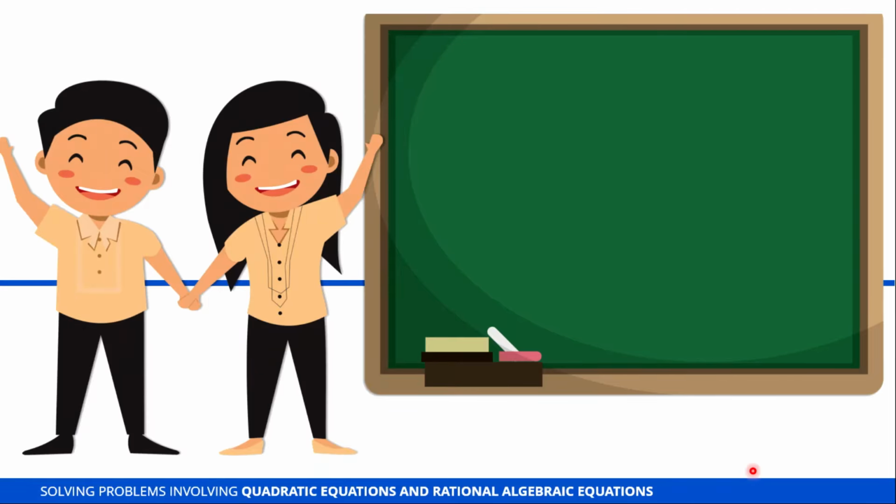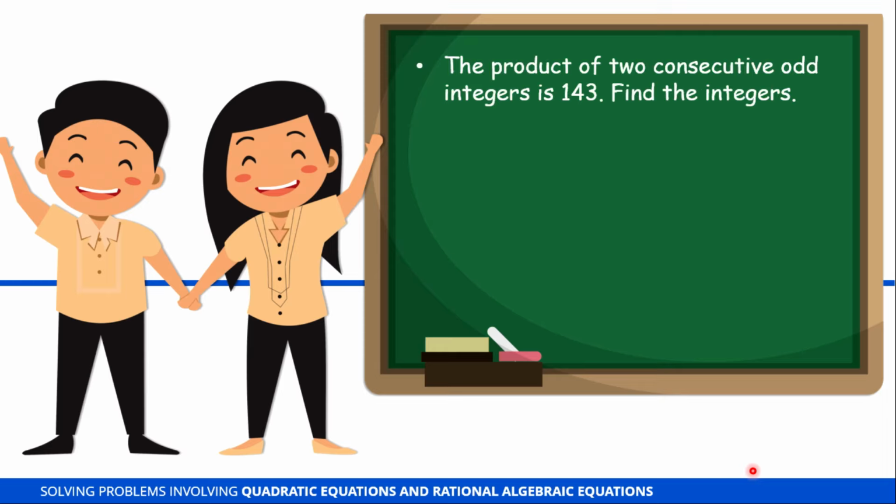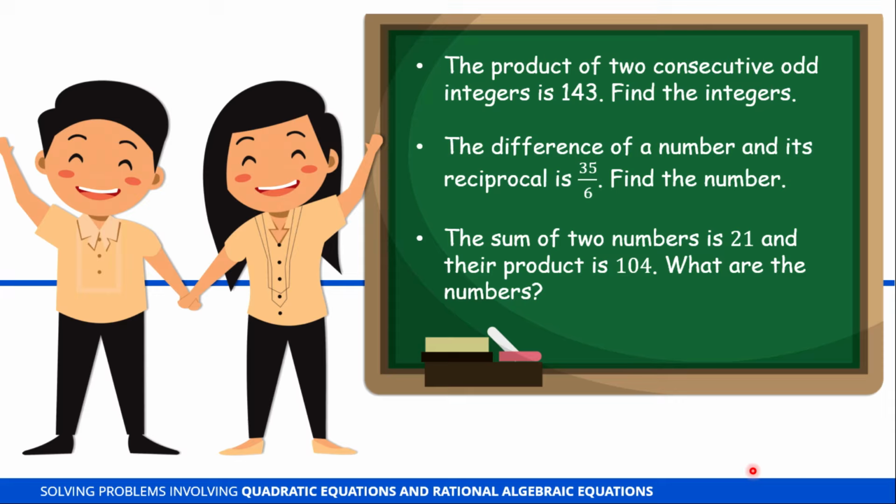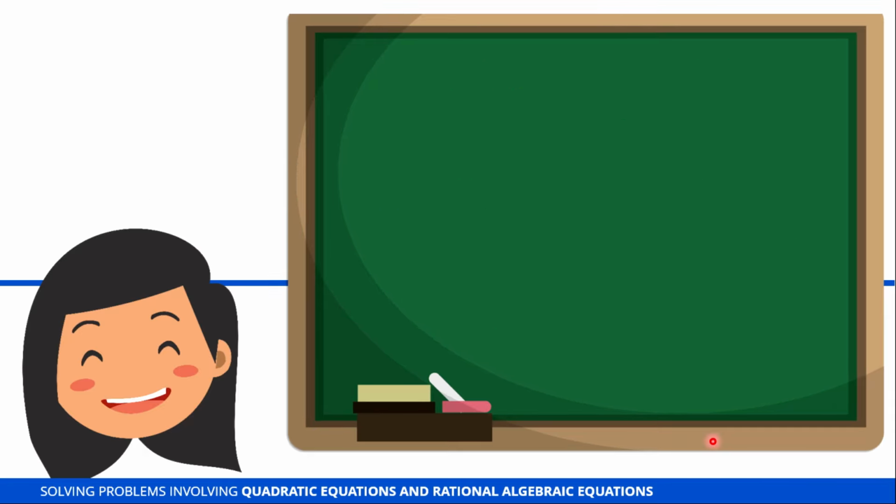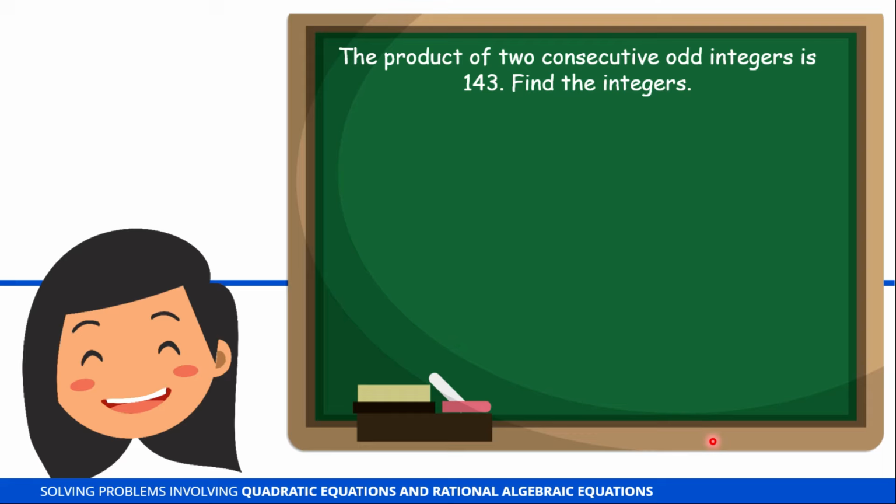In this tutorial, we are going to solve the following problems. Let's have our first word problem. The product of two consecutive odd integers is 143. Find the integers. Let's say ang first odd integer natin ay 3.